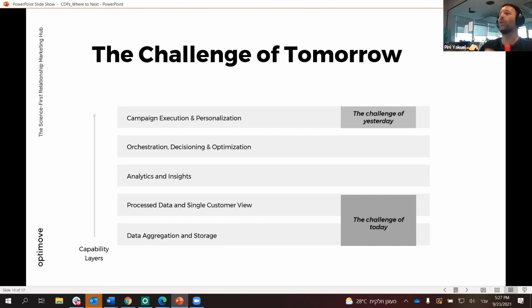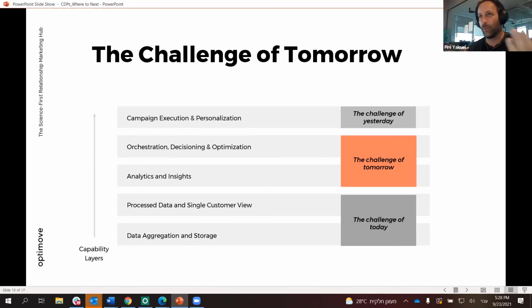So we think that the cooking, the challenge of tomorrow, is going to be those two parts that obviously Optimove does very well. It's about what do you make of the data? What do you understand from the data? What do you learn from the data? And then how do you use the data for better decisioning, better orchestration, better optimization?